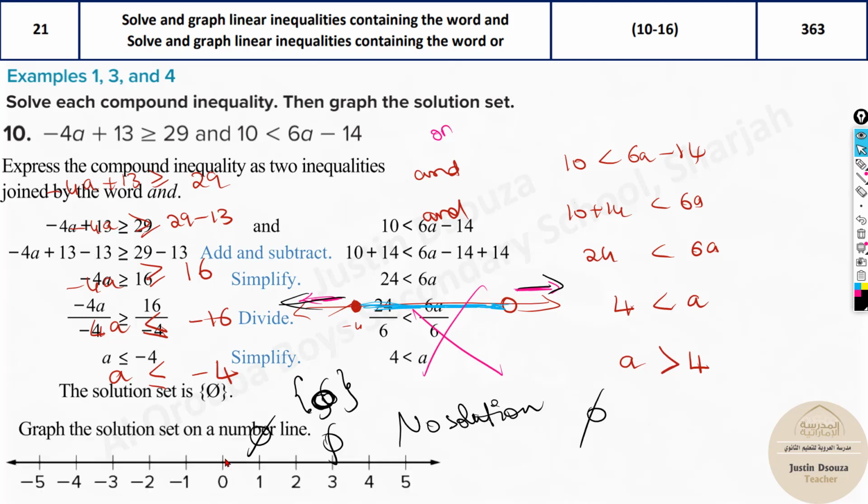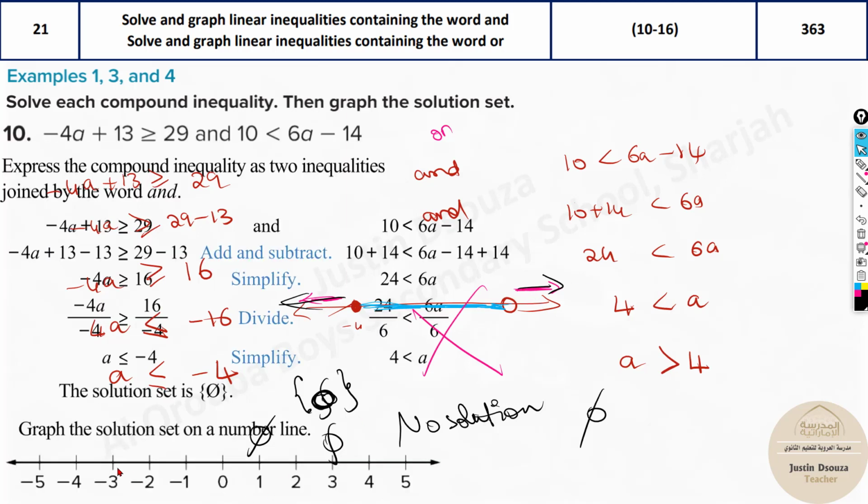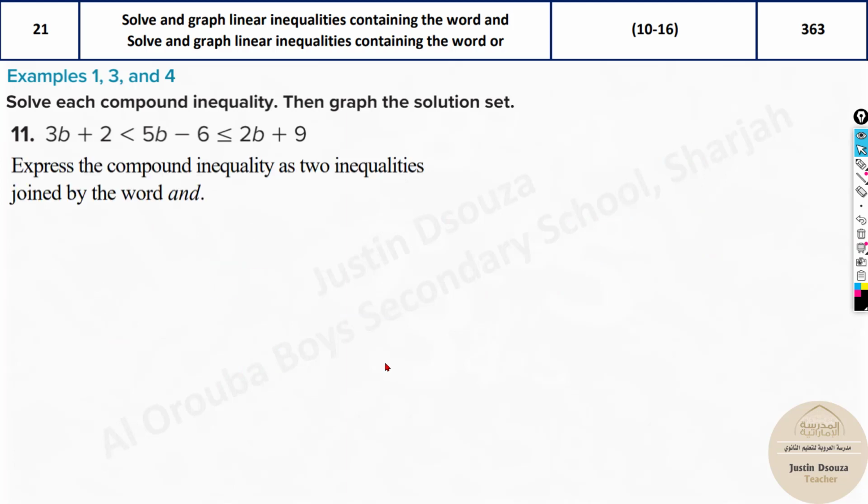And just draw the number line. There is nothing you can graph because over here there is no solution to graph. Okay, this is the thing. And in an "and" problem, please be careful. It must be within.